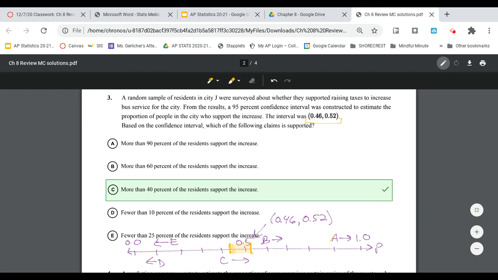Okay, so let's just go through them. More than 90%, well, here's A on the number line. That confidence interval is not giving that. More than 60%, it's not. It is giving it for C, more than 40%. We're saying that the proportions are between 46 and 52. So 47, 51, 49.7, those are all plausible values in that interval, and all of those values are more than 40%. Fewer than 10 is too low, and fewer than 25, too low. So it's about which of those statements describe all the numbers in our interval.